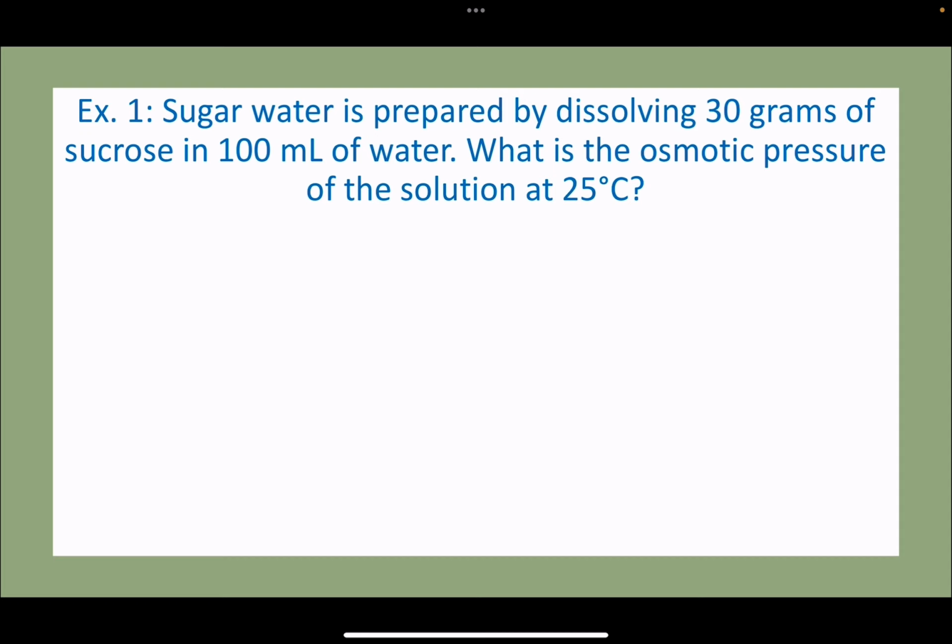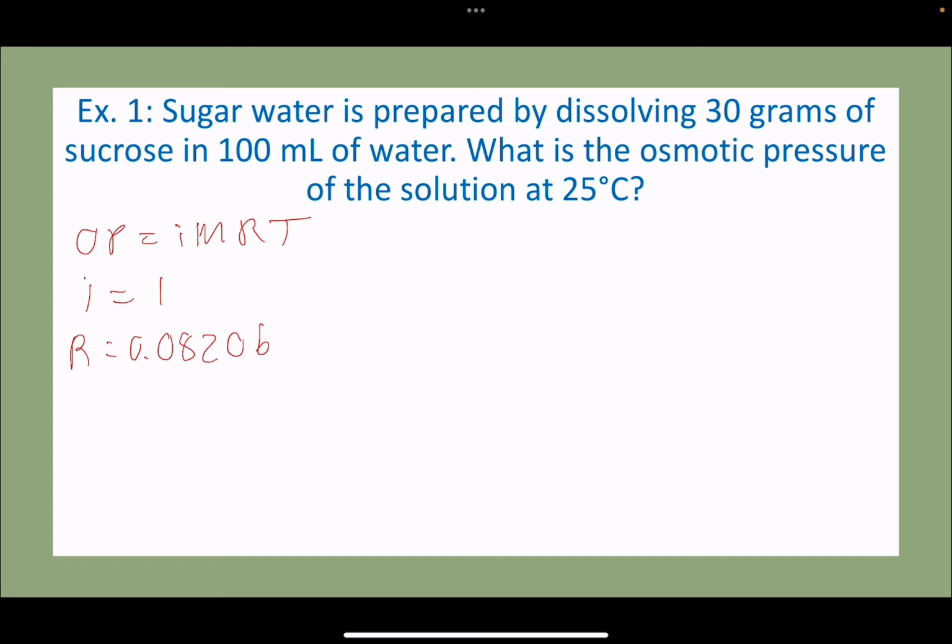Let's start by writing down our equation. We're trying to find osmotic pressure. It's reasonable to assume that the Van't Hoff factor is 1 in this case, since the solvent is water and the problem statement doesn't say anything to the contrary. For the ideal gas constant, we'll go ahead and use the value 0.08206.